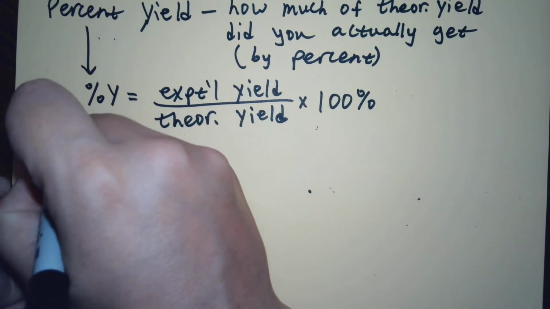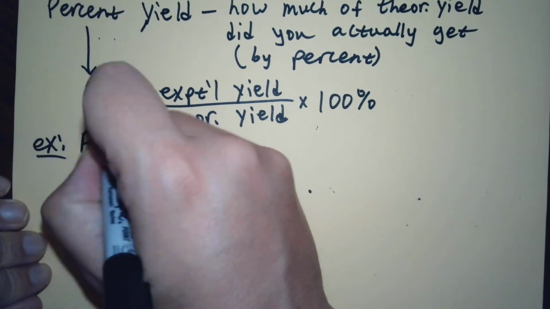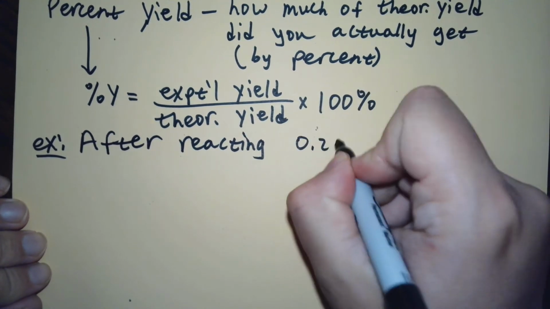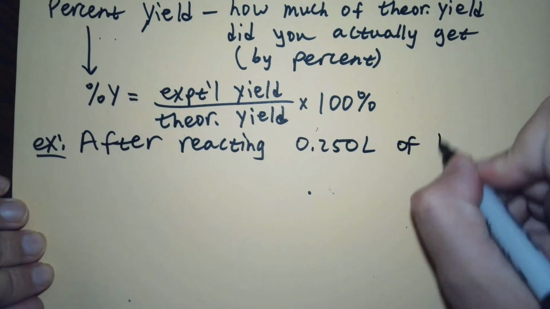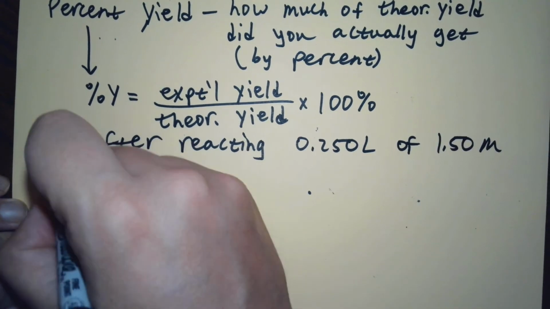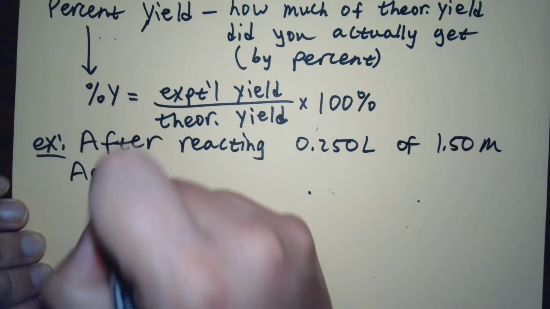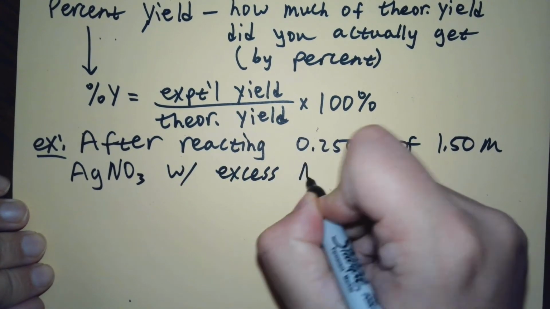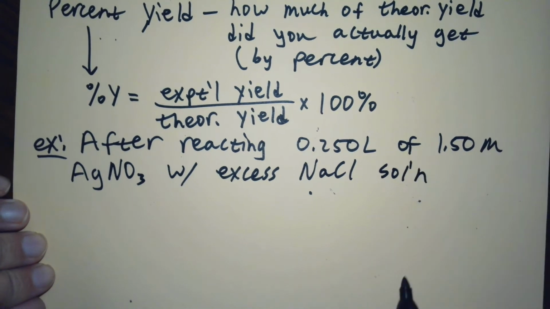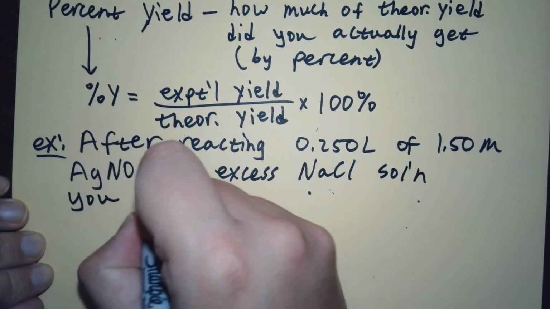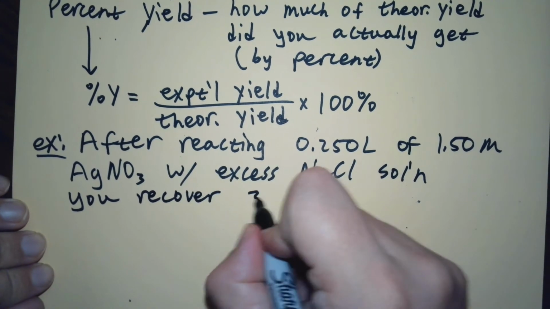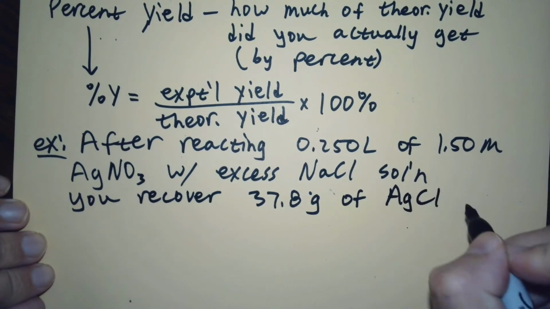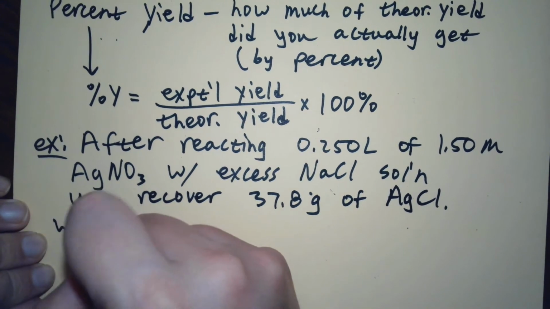So, for example, let's say that after reacting 0.250 liters of 1.50 molar AgNO3, silver nitrate, hopefully you're thinking this sounds familiar, and you react it with excess, I don't know, how about NaCl solution, you recover 37.8 grams of AgCl. What's your percent yield?